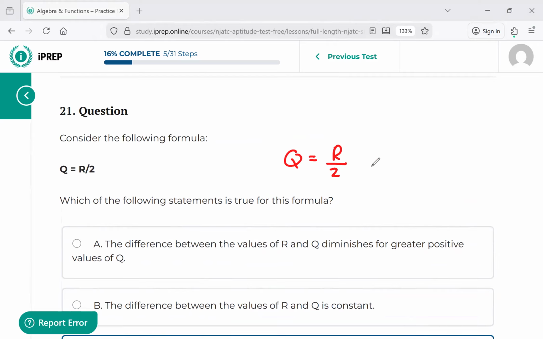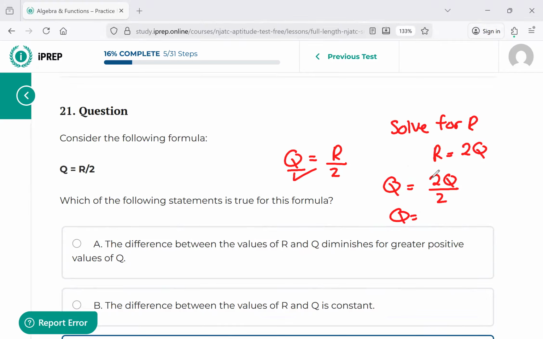What I would do is solve for R. Over here, if I want to solve for R, I'm going to have to cross multiply. That gives me R equals 2Q. So then I'm going to use this equation: Q equals R over 2, and I'm going to replace my R with 2Q, and then divide this by 2. And the 2's cancel, so you're left with Q.